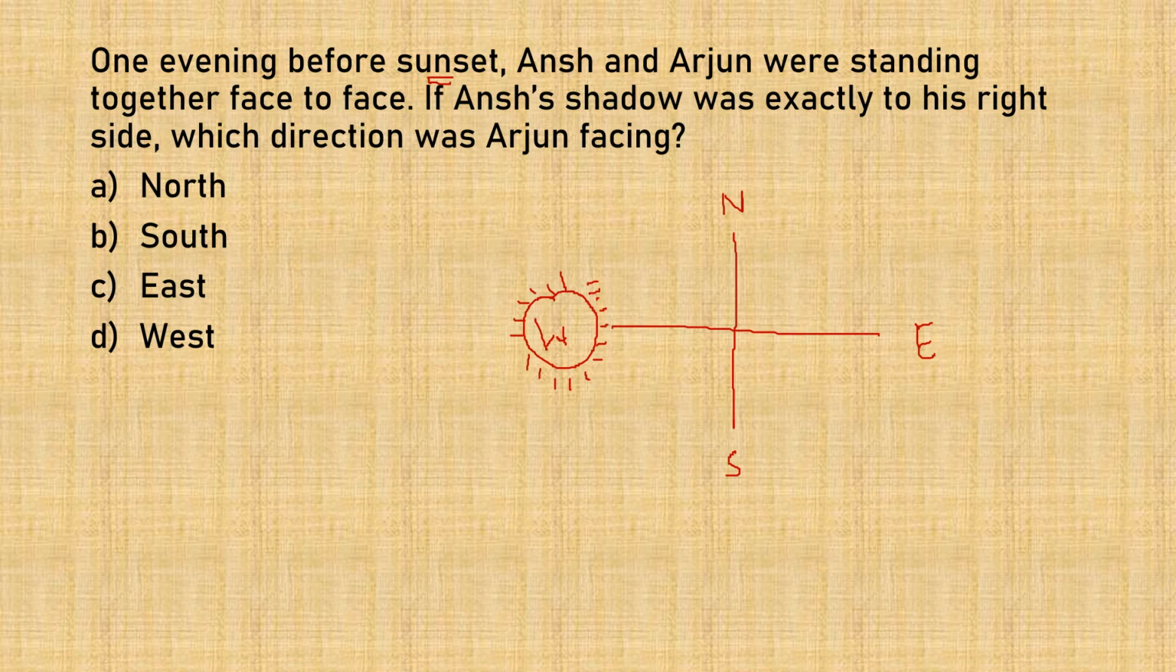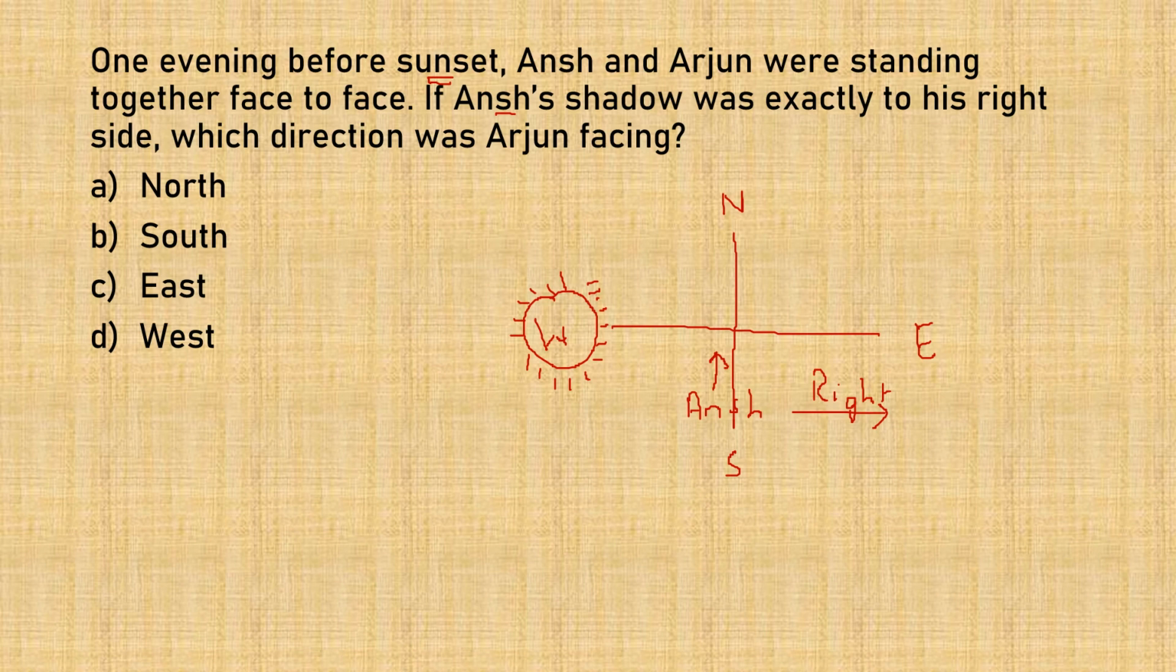So if Ansh's shadow is being formed to his right, so that means this is Ansh here and his shadow is being formed to his right. That means Ansh is facing which side? Ansh is facing the north. Only then his shadow can be to his right, because if he would have been facing south, the shadow would have been to his left. So since Ansh's shadow is to his right, Ansh is facing the north.